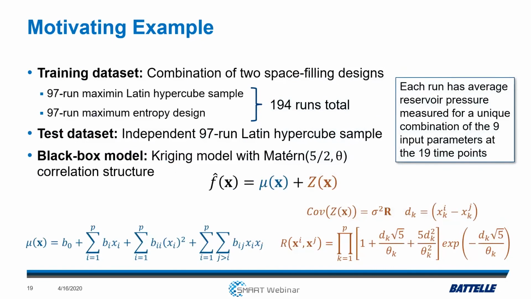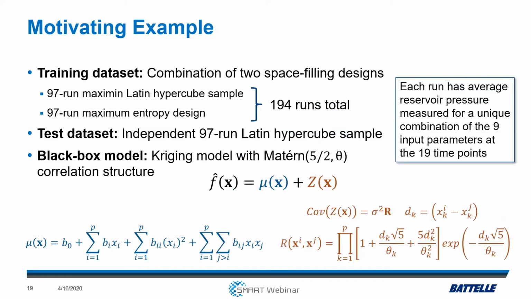For the data sets that I'm going to show here, we had generated 2 space-filling designs, a maximin Latin hypercube sample and a maximum entropy design. The reason they're 97 runs is because at the time we were comparing them to a Box-Behnken experimental design, which also had 97 runs. So we just combined these 2 data sets to create one data set with 194 runs. And then we also had an independent run of a Latin hypercube sample with 97 runs. So that's what we used as the test data set.